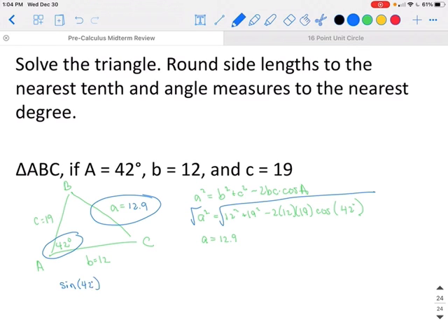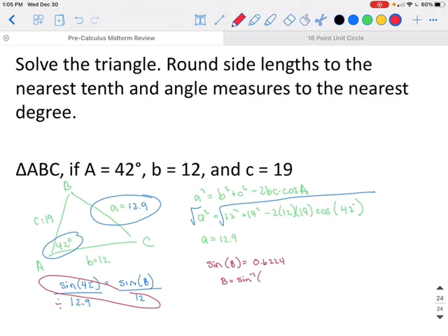Now once you have one side across from an angle, we can switch and use law of sines. So I know the sine of 42 degrees goes with 12.9, as the sine of angle B goes with 12. If we cross multiply and divide, we will get the sine of angle B will be 0.6224. When you're looking for an angle, you want to move just the sine. Remember, you use the inverse. And we will get that the measure of angle B is 38 degrees.